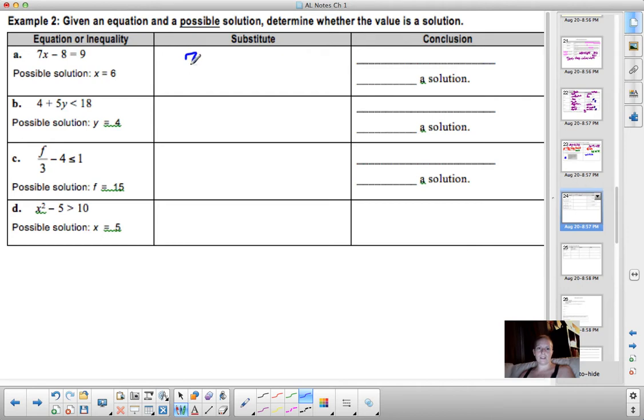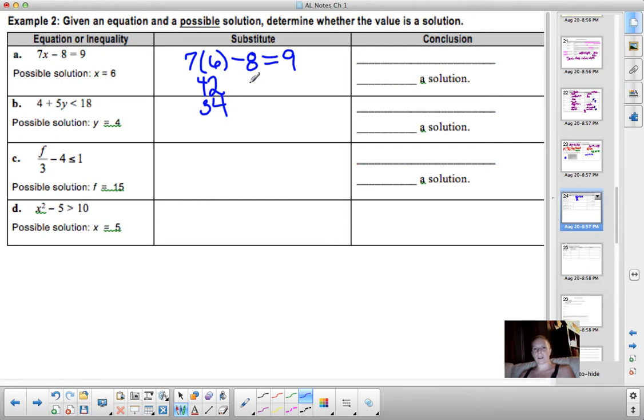So we'll do 7 times 6 minus 8. And is that equal to 9? Well, hopefully, just by looking at this, you can see right away that it's not going to work out. But let's prove it. 7 times 6 is 42. And 42 minus 8. Yep, you're right. It's 34.